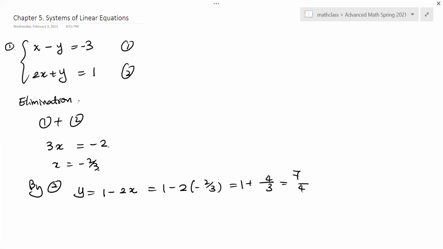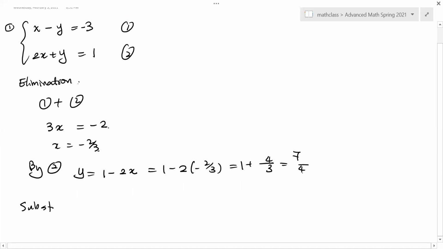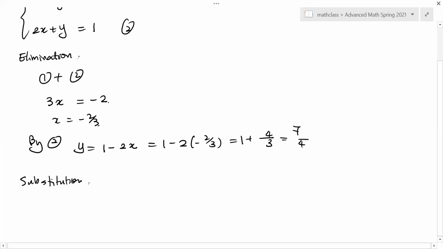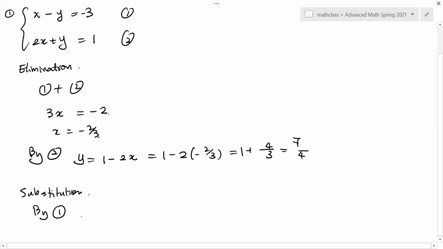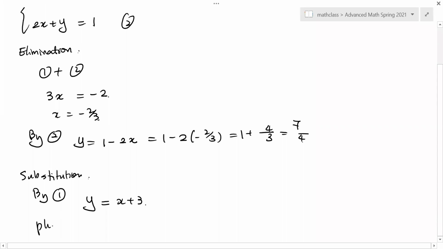The second method is called substitution. Instead of eliminating one variable quickly, we solve for y from the first equation. We express y in terms of x, for example. You move y to the right-hand side and move 3 to the left. So y equals x plus 3. Then you plug it into the second equation.